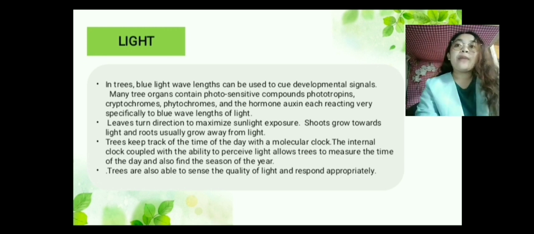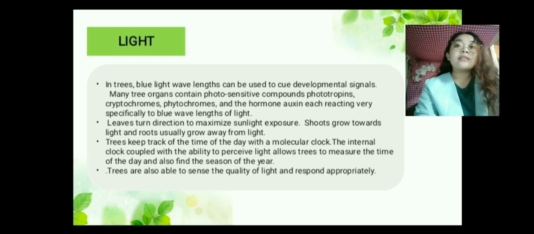Leaves turn directions to maximize sunlight exposure. Shoots grow towards light and roots usually grow away from light. They are directed by the photosensitive compounds mentioned above. Many trees exhibit certain phenomena at specific times of day. For example, flowers open only in the morning.